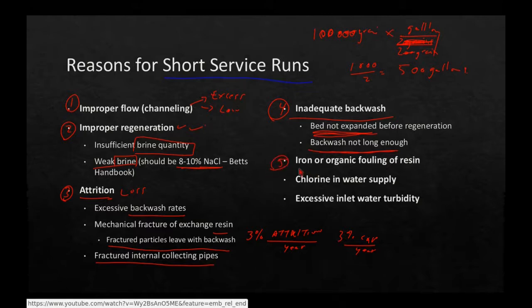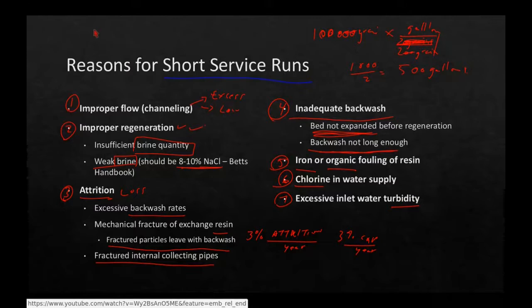Number 5, iron fouling or organic fouling. Number 6, chlorine. Chlorine actually damages the polystyrene beads and causes them to fracture. And 7 is excessive inlet water turbidity. What that means is that there's just too much suspended matter going in and it covers the surfaces of the beads so that we lose some of those ion exchange sites.